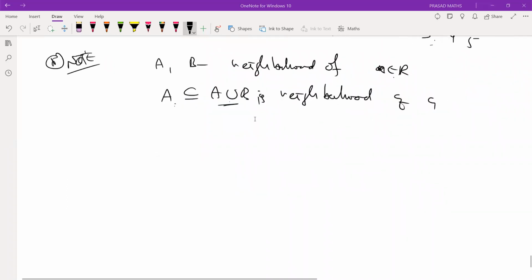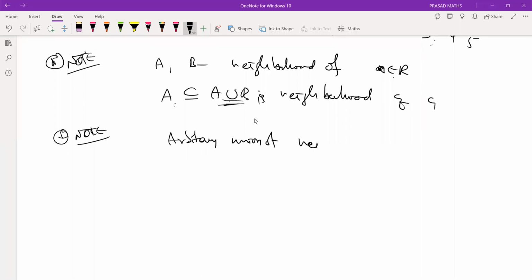Right? So union of neighborhoods is again a neighborhood. Not only these two members, you take any arbitrary union. We can extend this idea to an arbitrary collection. Therefore, arbitrary union of neighborhoods of a point A, a real number, is again a neighborhood of that point.